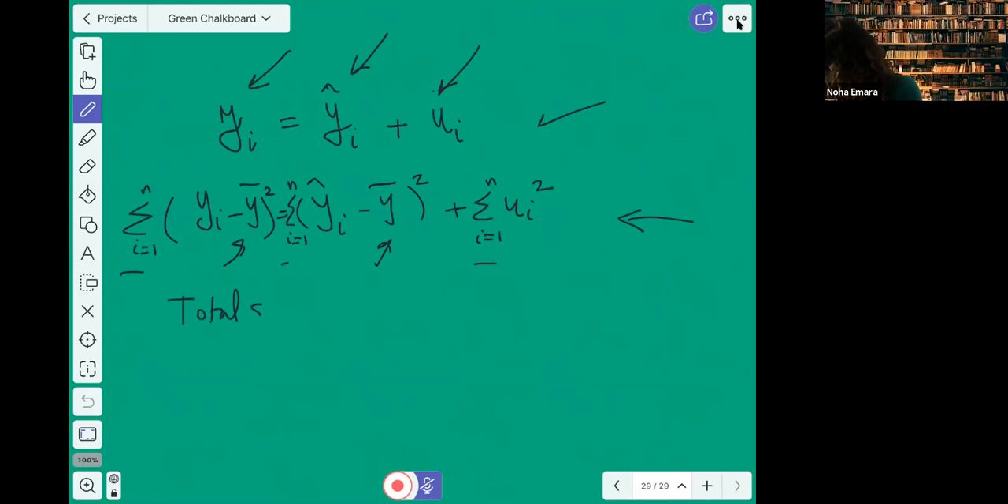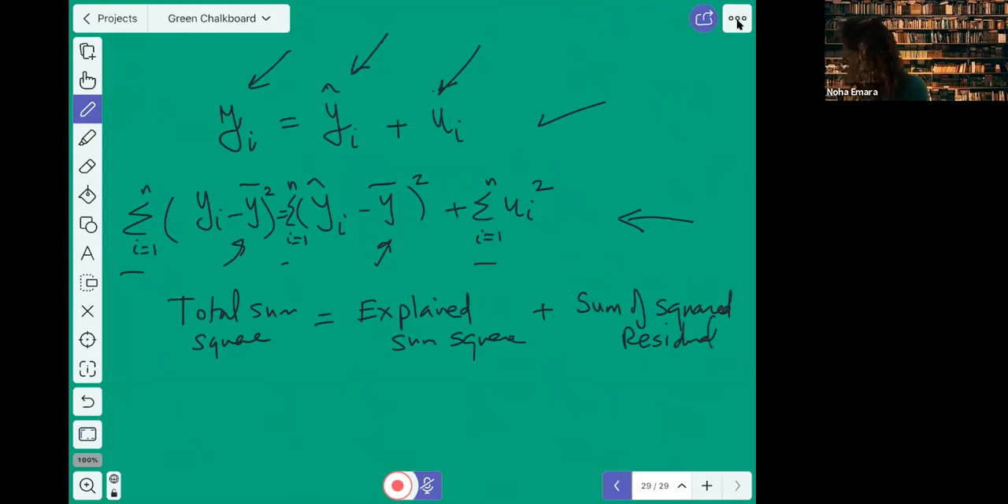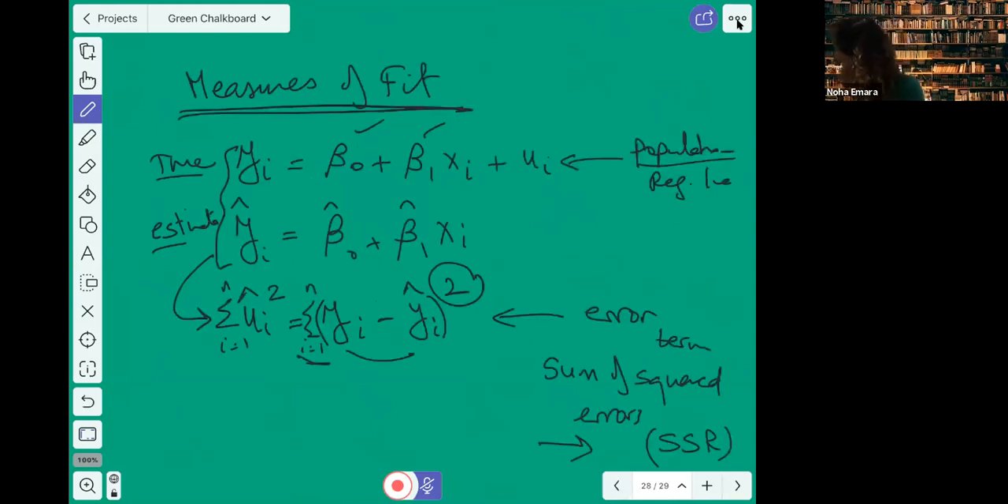sum square. Then the second component, we call it the explained sum square. And you know the next one, the sum of squared residual, which is the one that I had in the previous slide, right? Which is this one, the SSR. Okay, I said error, you can call it residual, okay?